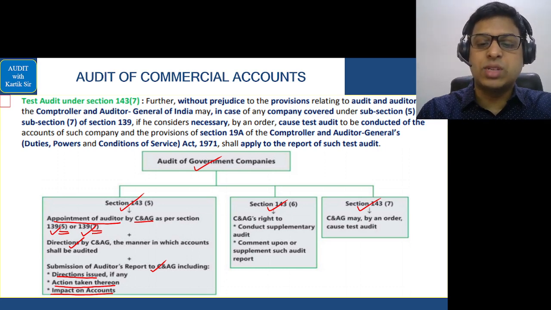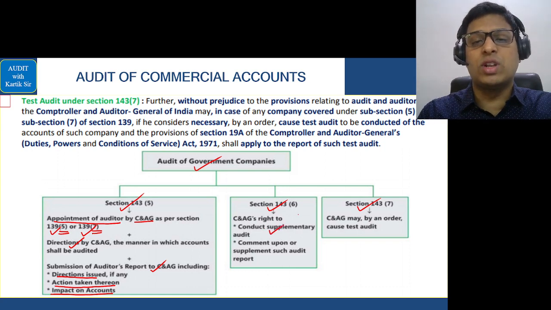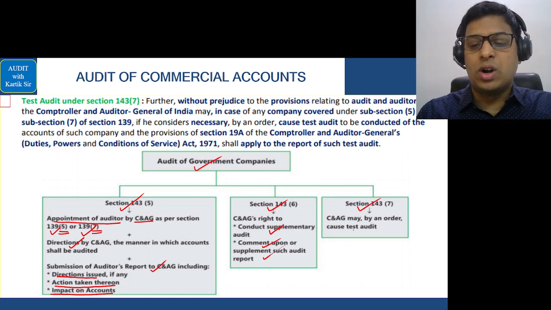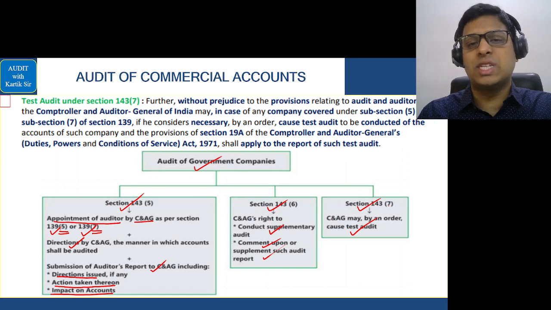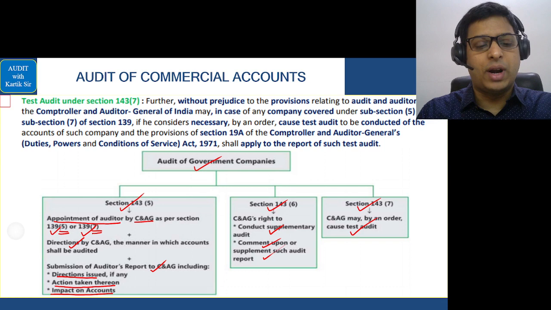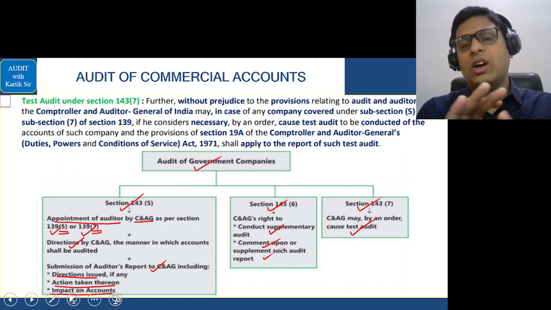Next is 143 subsection number 6, that is CAG's right to. They are given two points here, that is conduct supplementary audit. So CAG can conduct supplementary audit under 143.6 and comment upon or supplement such audit report. Okay. Finally, 143.7 is CAG may by an order cause test audit. Test audit basically means that if he wants to check a certain area, the CAG can request or tell an auditor to check that particular area, test audit part. Okay, that completes your government audit area.